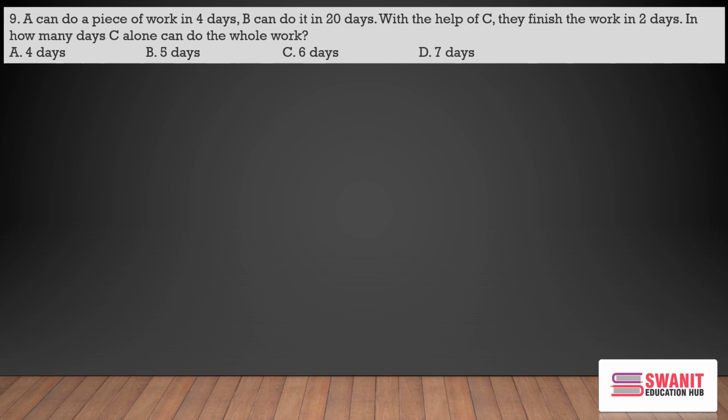With the help of C, they finish the work in 2 days. In how many days can C alone do the work? Now this is a very simple equation. 1/A + 1/B + 1/C should be equal to 1/total time. So we know the value of A, that is 4. We know the value of B, that is 20. And we have to calculate the value of C, whereas they can finish the total work in 2 days. Not alone, in fact, together.